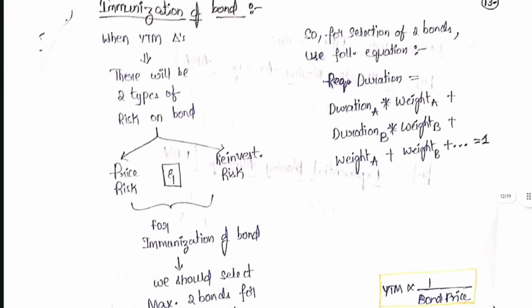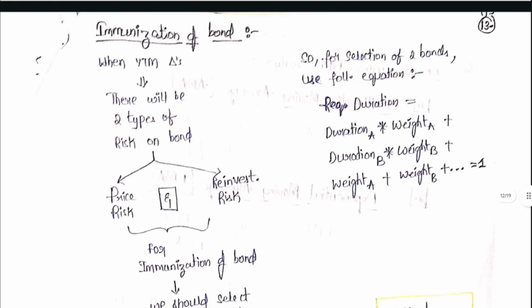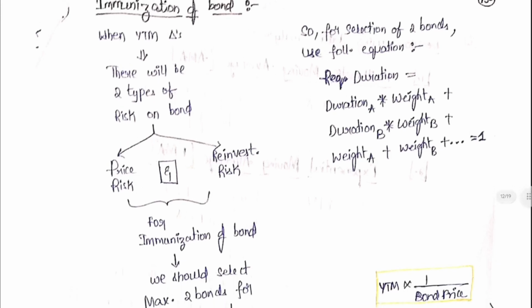Next concept, immunization of the bond. When YTM changes, there will be 2 types of risks on bond: price risk and reinvestment risk. For immunization of the bond, we select maximum 2 bonds for investment in such a manner that both risks, price risk and reinvestment risk, shall offset each other. For selection of 2 bonds, use the following equation. Required duration equals duration of A into weight of A plus duration of B into weight of B, and weight A plus weight B, and so on, equals 1.